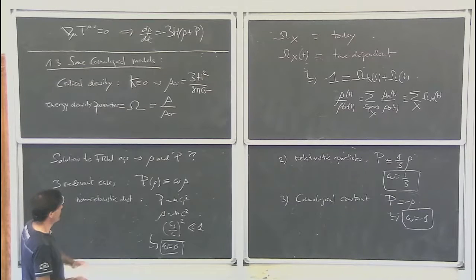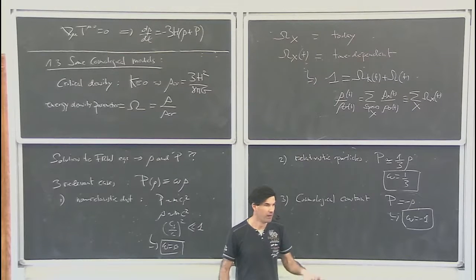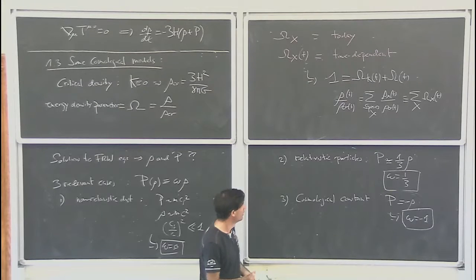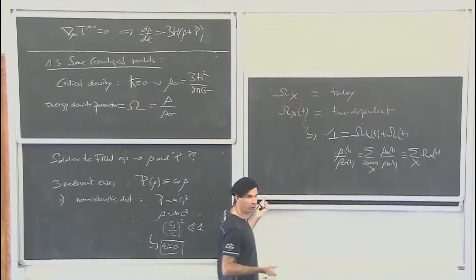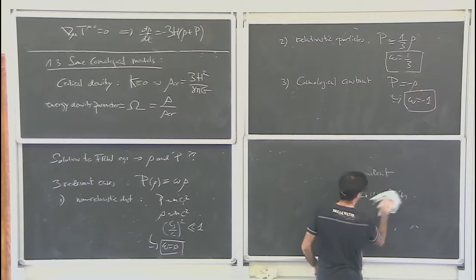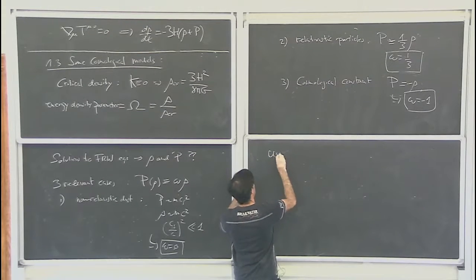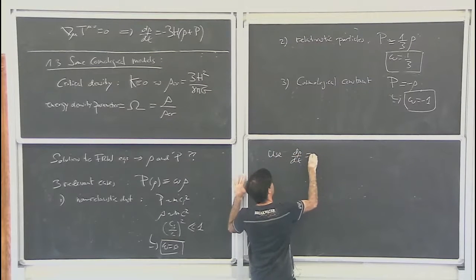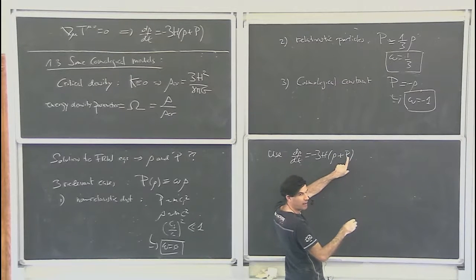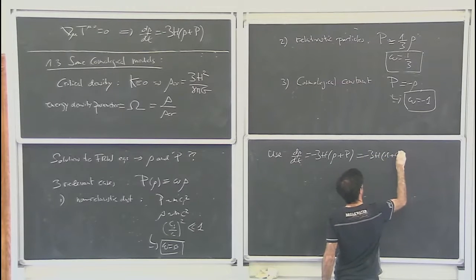And so once you have done this, you can basically use the Friedmann equations. Actually, one of them is enough, because now you have P as a function of rho. In particular, the continuity equation is useful, since what you want to find is the behavior of the scale factor as a function of time. So you can use the continuity equation, times rho plus P. You write P as omega times rho, so this is minus 3H times 1 plus omega times rho.